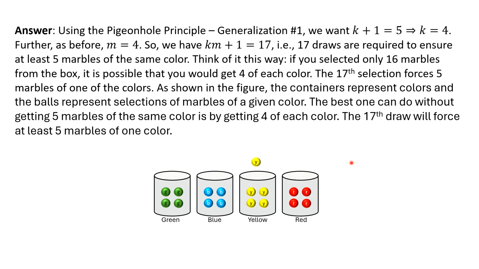And you can see how to extend this. If you wanted to know the least number of draws to get 6 balls in one of the containers, then of course you would have 5 here, 5 here, 5 here, and 5 here. Again, it'd be very improbable, but you would have 25 draws where you'd have 5 of each, and then the 26th draw would force you to have 6 balls of the same color.